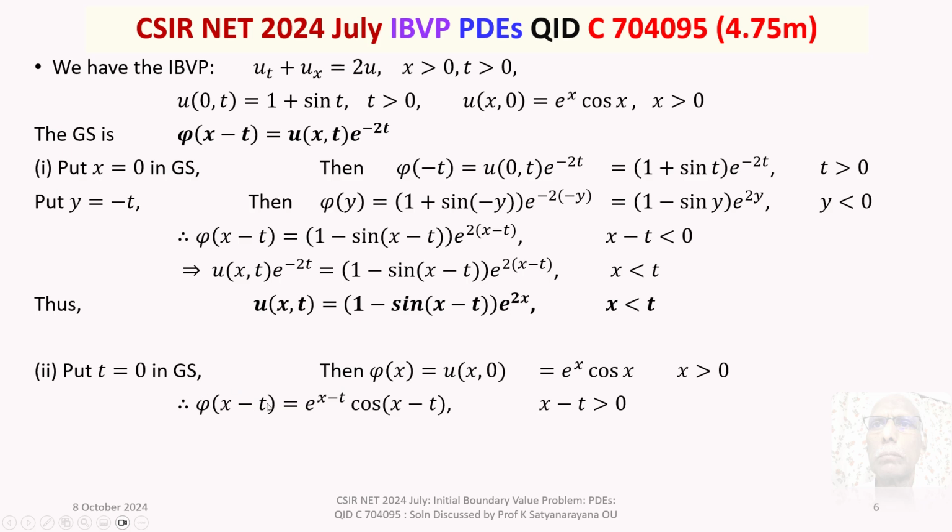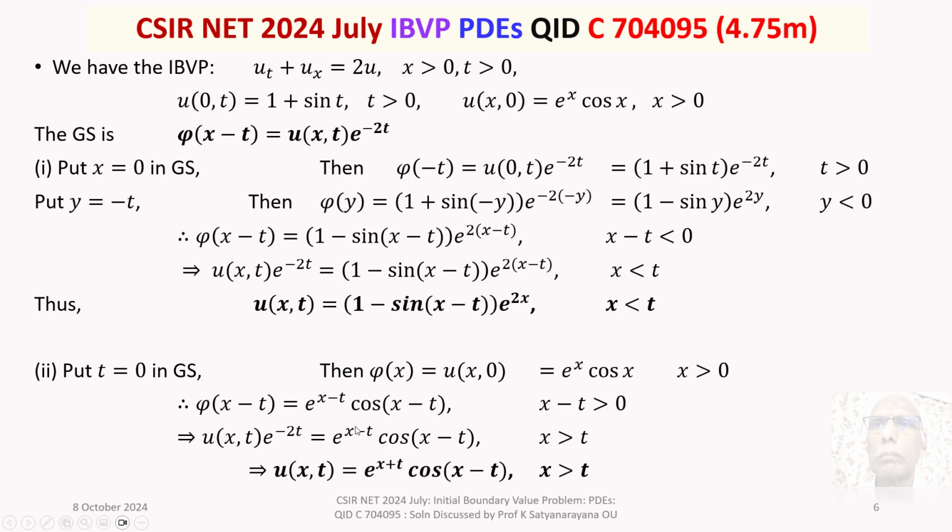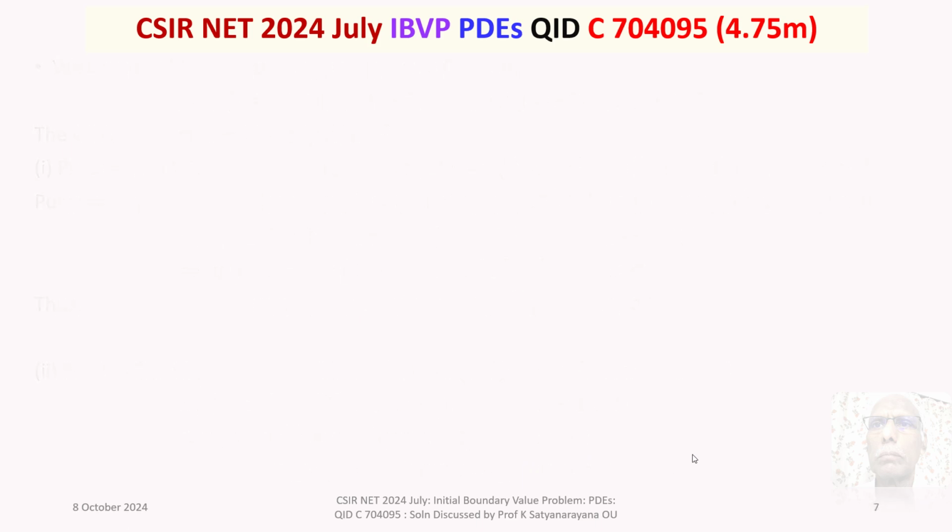Now, what is phi of x minus t? u of x comma t into e to the power minus 2t. So that will be equal to u of x comma t into e to the power of minus 2t is equal to e to the power of x minus t into cos of x minus t. And this is true when x minus t is greater than 0, that is x greater than t. Now send this e to the power minus 2t to the other side. Then you will get u(x,t) is equal to e to the power x minus t into e to the power 2t. That is e to the power x plus t into cos of x minus t when x greater than t.